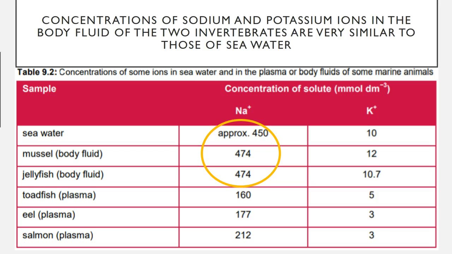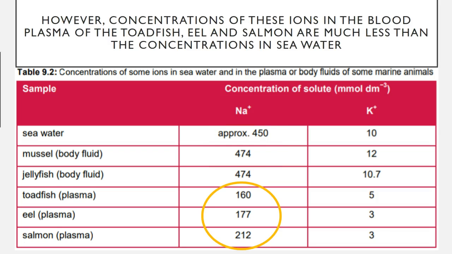So body fluid of invertebrates is typically similar to that of the seawater, and by being an osmoconformer like this, they don't try to regulate the salt concentrations, they just go with it. So their body fluid ends up being isotonic to the surrounding fluid. If you notice, the bony fish have concentrations that are significantly less than that of the seawater.